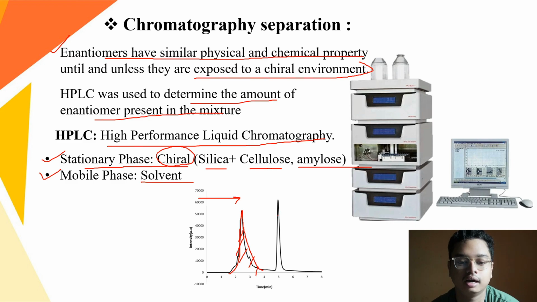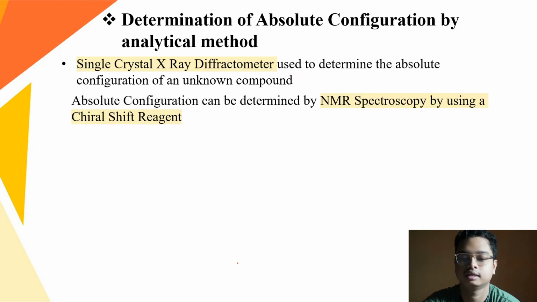if we calculate the area of the graph, we get what amount of each enantiomer we are actually separating. Okay, so from HPLC we also separate the enantiomers.